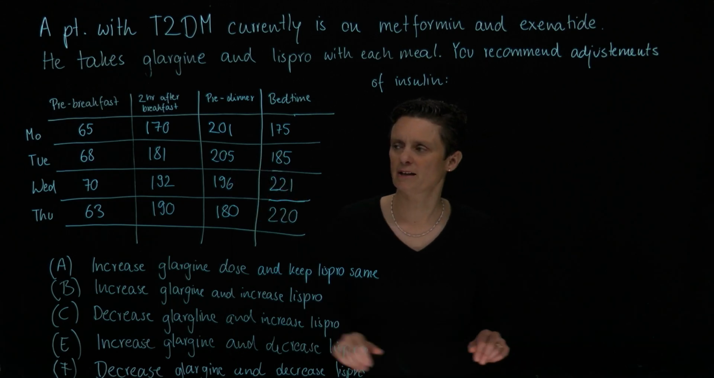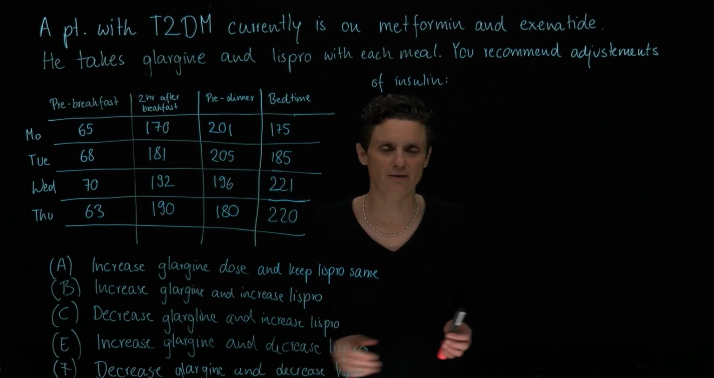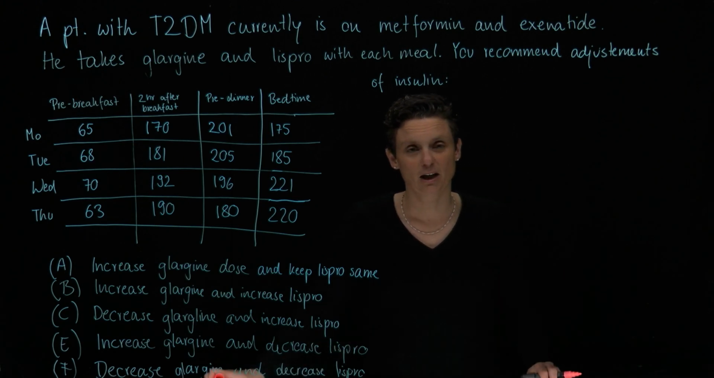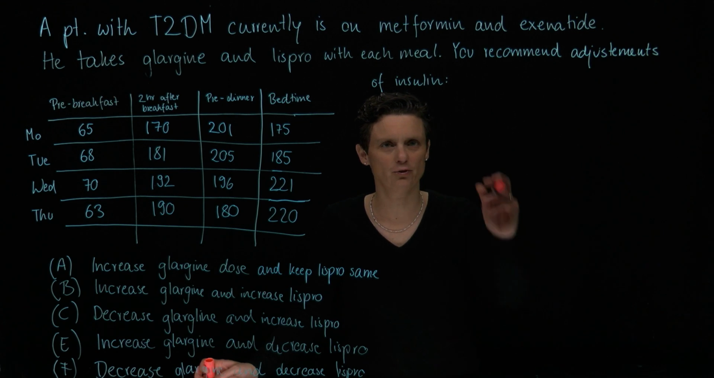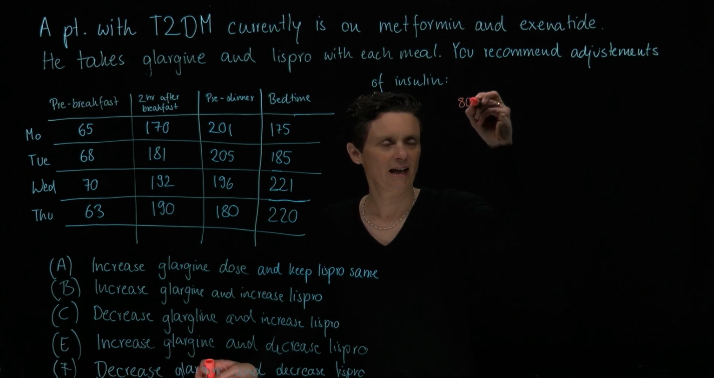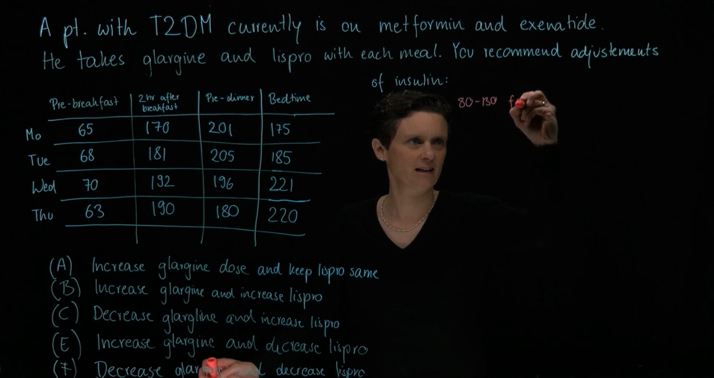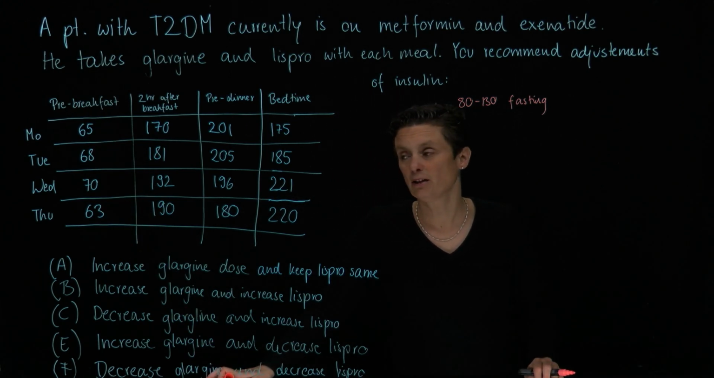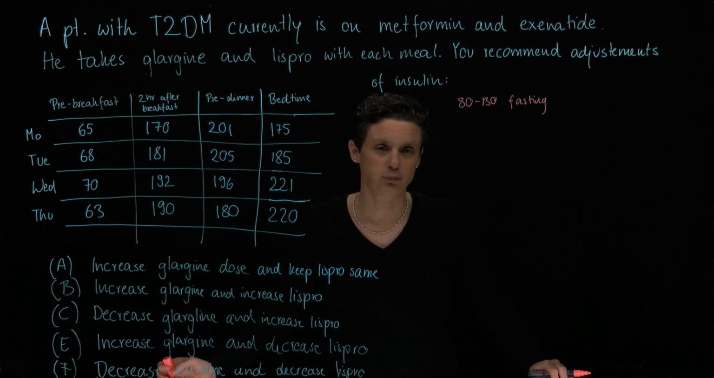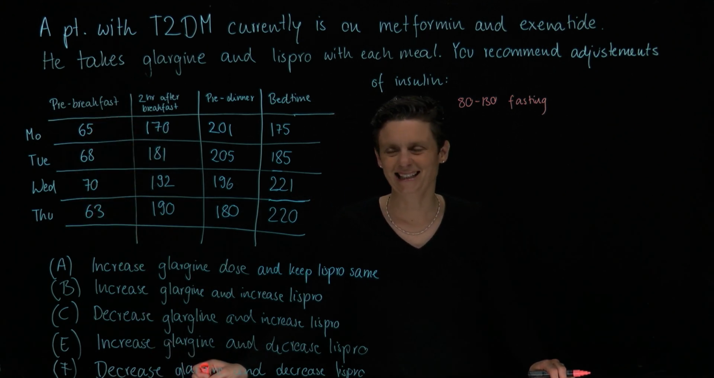So let's look at the measurements of the patient. What do we see? Pre-breakfast, which is our fasting glucose measurement. The goal for fasting is usually between 80 and 130 milligrams per deciliter. That's what we want our fasting glucose levels to be. When we look at that, it's pretty low. That would be defined as hypoglycemia, so there are definitely some adjustments needed.